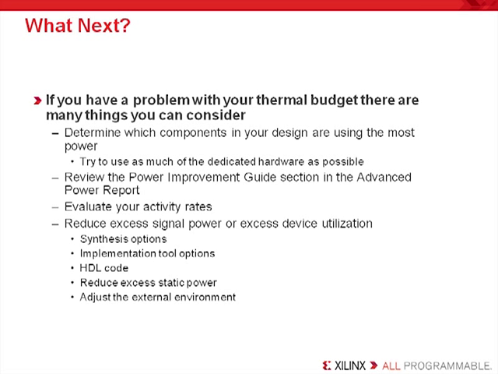The problem is that many of these features may degrade your speed. For example, going from fast to slow slew rate will save power, but will hurt your I/O performance. So, you're going to need to try to determine which parts of your design are using the most power. In this case, the XPower Estimator spreadsheet can be very helpful for that purpose. And if you can, this will enable you to try to retarget CLB resources to dedicated hardware. Now, you should also read the Power Improvement Guide section of the Advanced Power Report. You should also evaluate your activity rates and make sure they're as accurate as possible so the reporting is most accurate. But there's still many more things you can do.